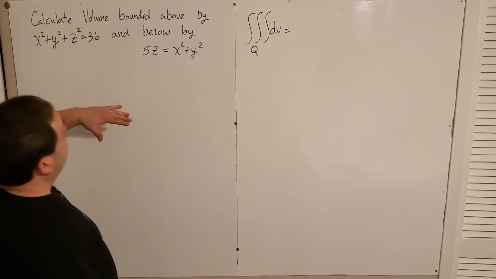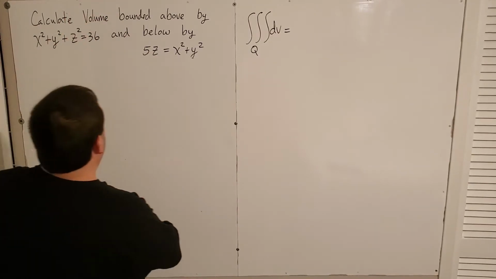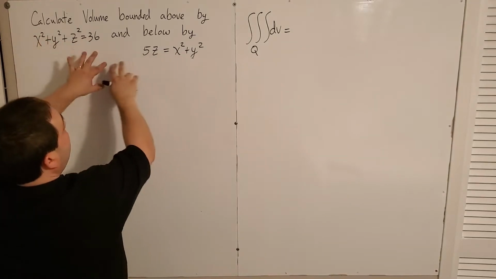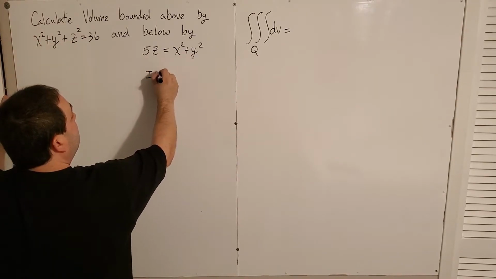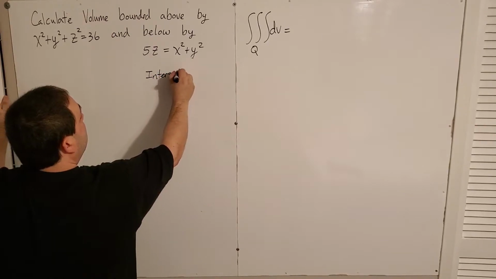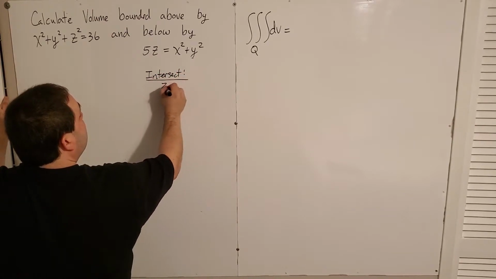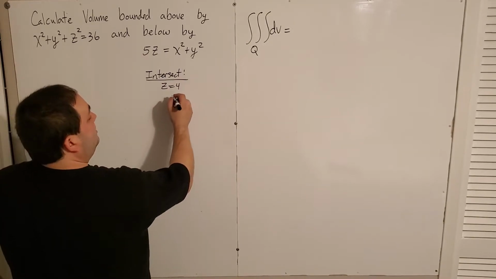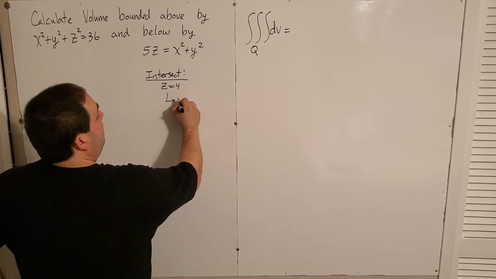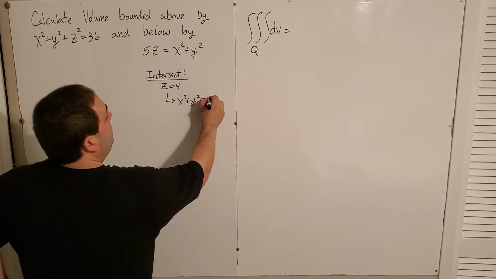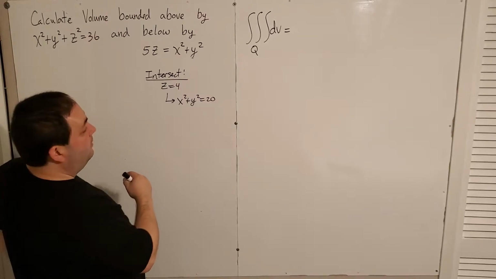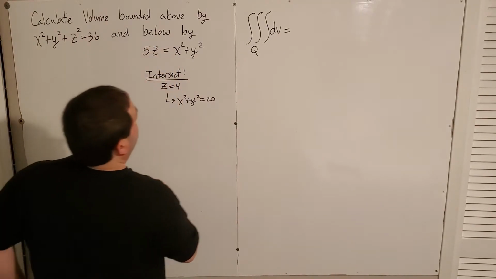So if I'm going to do this, let's write down, first of all, the same thing as we did before. We know that these two intersect at z equals 4, right? Which causes x squared plus y squared to equal 20 as the intersection curve, right? So that's sort of our boundary there.